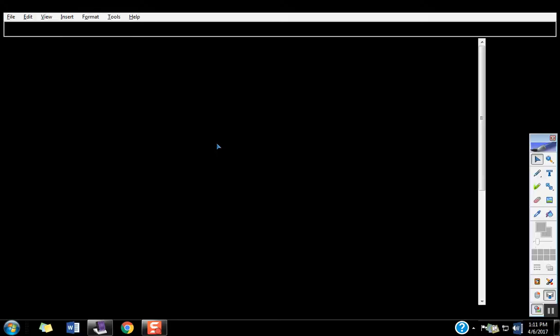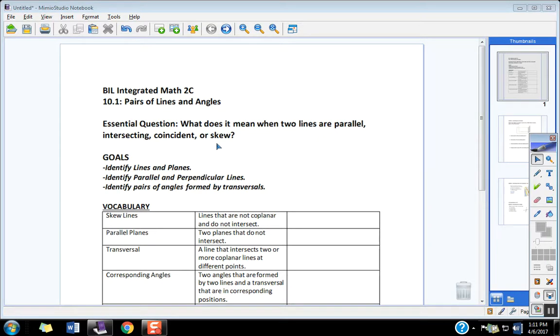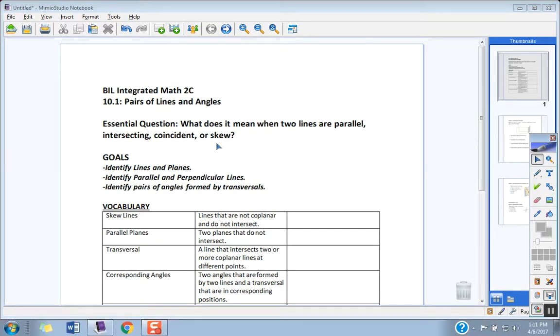And then skew. Skew is going to be very different. When Ms. Hagewald was here, you talked about skewed graphs or skewed distributions. We're not going to talk about it in terms of that, but we'll get to that here in a second.